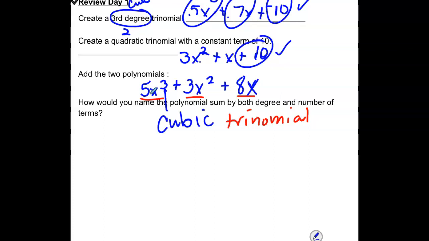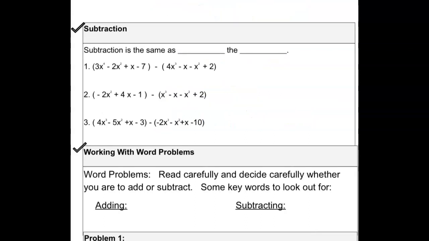All right, let's move on to our subtracting. Subtraction is the same as doing what? How were you taught how to add and subtract integers? For subtraction, what did you do? Okay, so you did plus negative or adding the opposite. That's what we typically say. So subtraction is the same as adding the opposite.